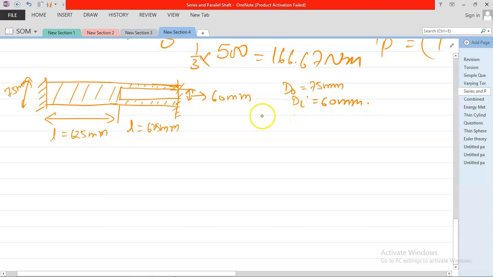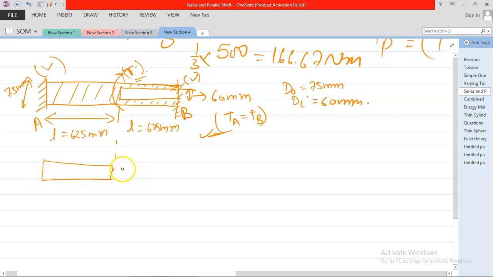Hello. So I am applying a torque in between, T, and the value of the torque is not given. You need to find the value of the torque such that the end reactions at these supports are equal. Suppose this is A, this is B. So TA should be equal to TB. You need to find the torque T here.